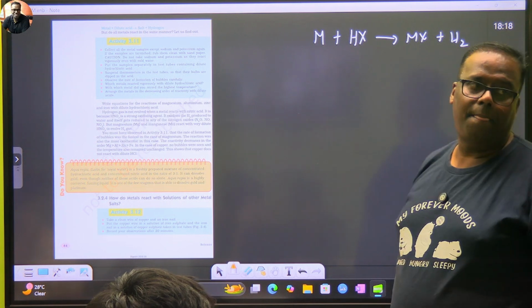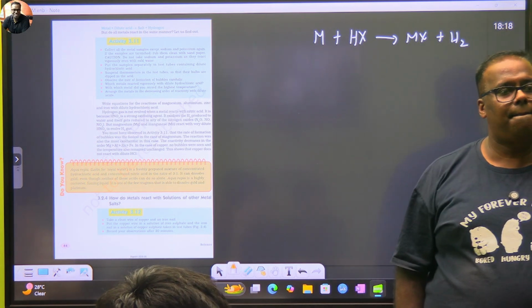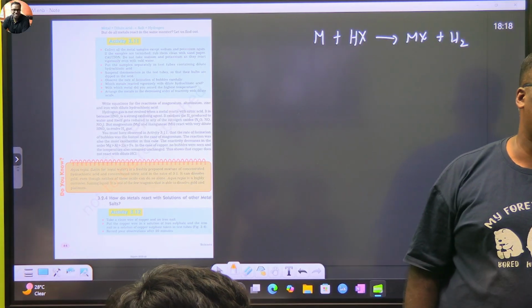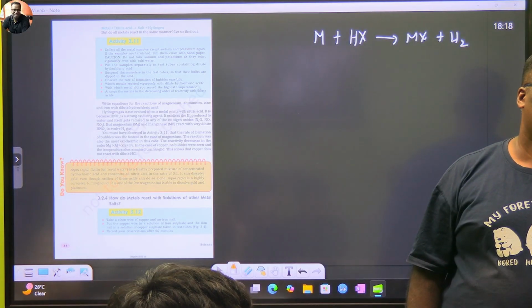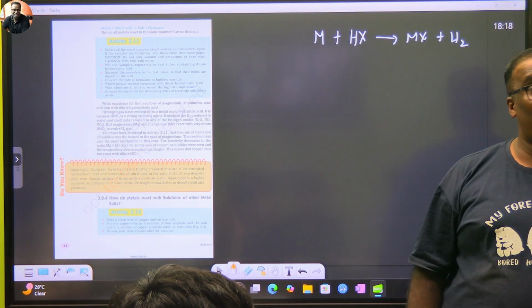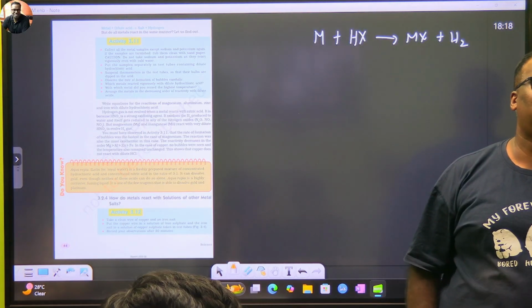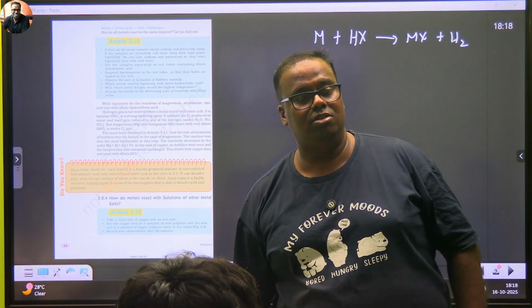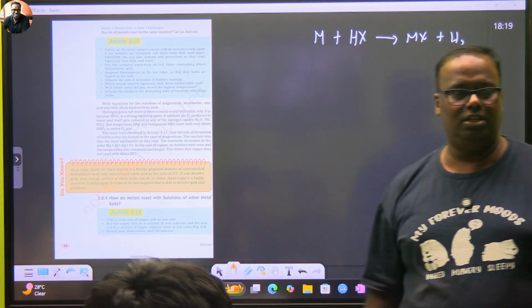Sir, while you were teaching us that reactivity thing, why did you add carbon in between? That is because when you go to higher classes and you study electrochemistry, that time you will need carbon. Carbon is a non-metal, hydrogen is a non-metal. You'll learn about something called standard hydrogen potential or standard carbon potential. That time you'll need it.